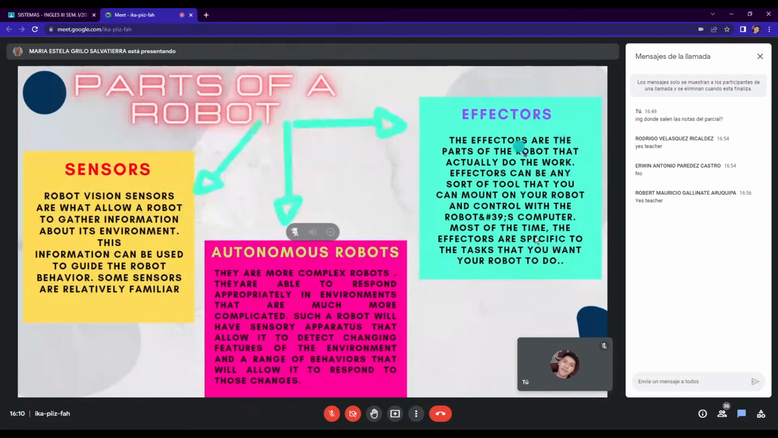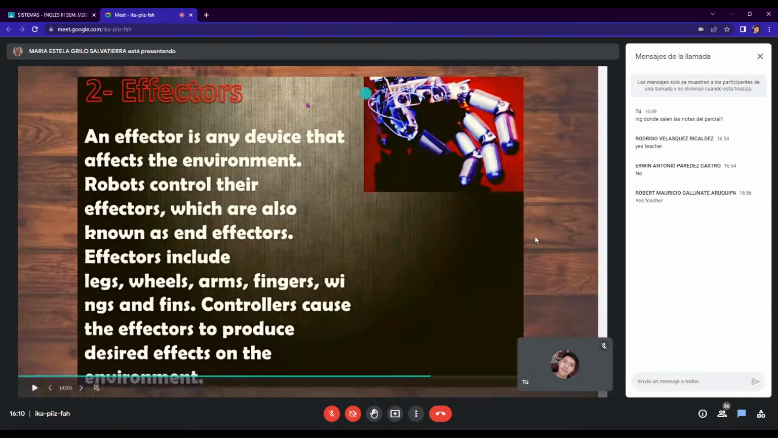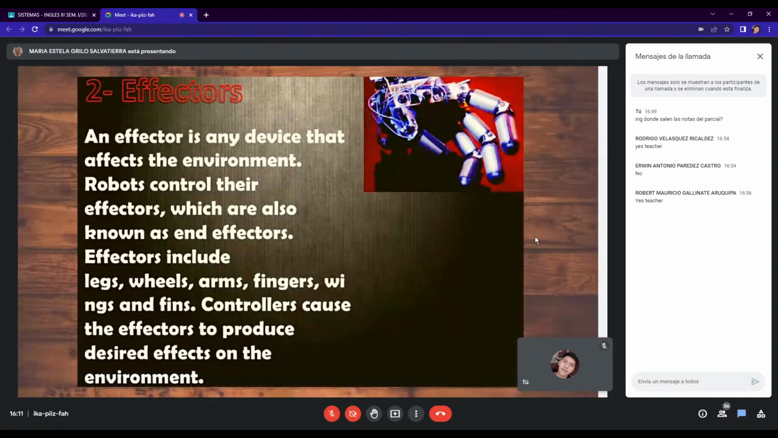Effectors are going to be related with all what they are going to detect outside or in the area where they are. Okay, what are the effectors? We are going to say that an effector is any device that affects the environment.